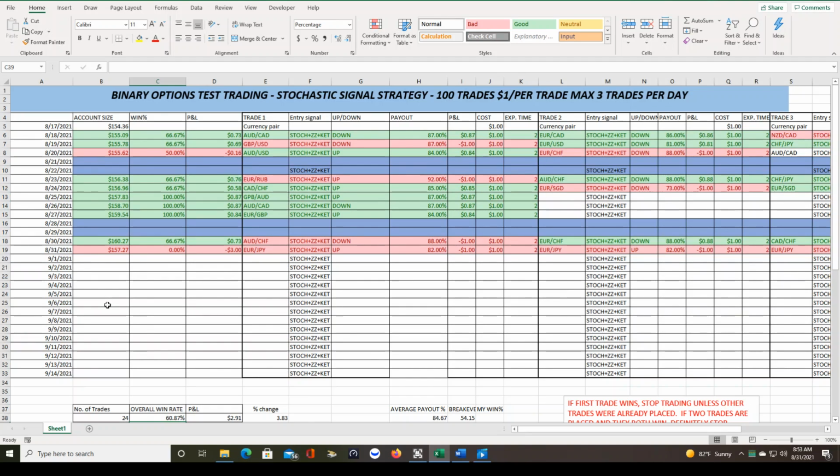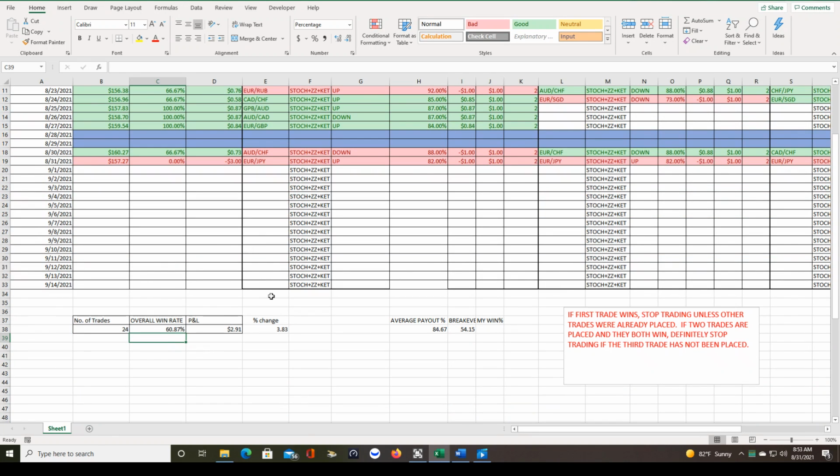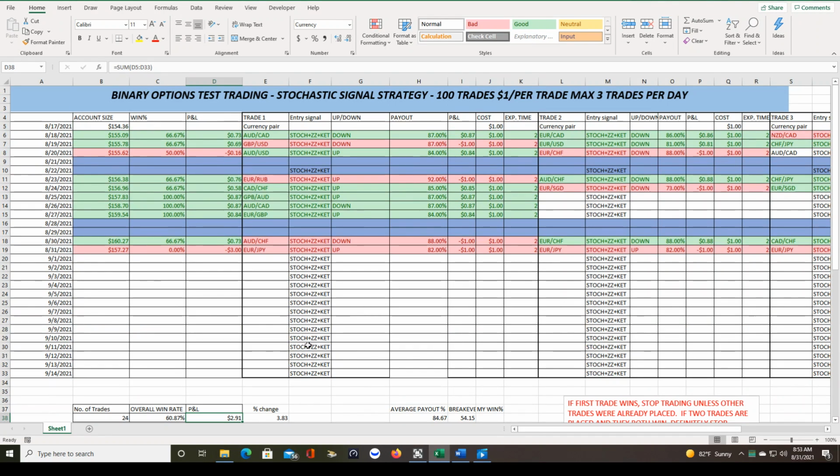But we're going to see. We're going to keep doing what we're doing with these few changes we made today and see if we can just get back to where we were before and continue to grow this account. We're still green overall on the account. The break-even win rate is 54%. I'm at 61% essentially. And this is the P&L. The percent change is wrong. I need to update that.